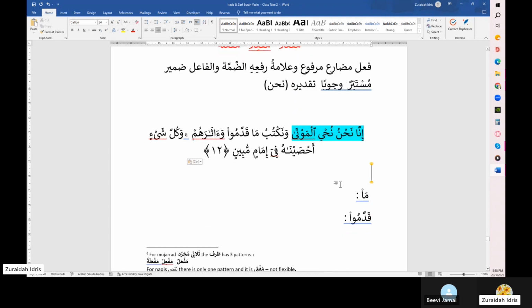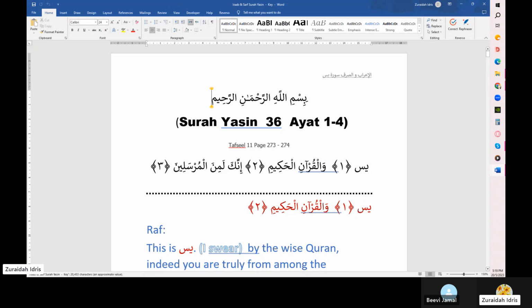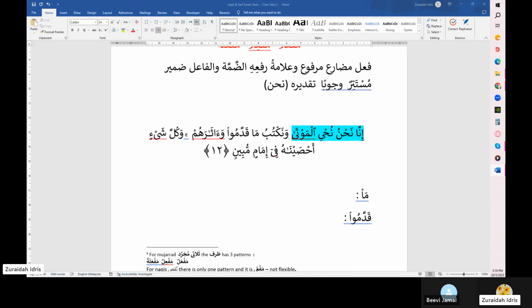So what is ma in this case? It's an ism mausul. Yes, you are absolutely right. And an ism mausul is mabni, right? So how do we write the Irab for a mabni? It's called ism mausul mabni ala sukun.